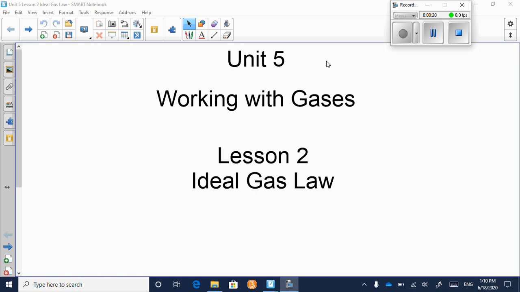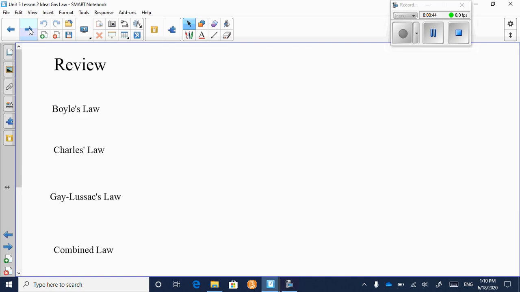And so today in Lesson 2, we're going to cover what we call the ideal gas law. It's a progression that we're building from last lesson, just adding one little piece to the puzzle. Then in our last lesson, which will be next week, we'll pull it all together and do stoichiometry with gases. So first, a quick review of what we did in the first lesson.